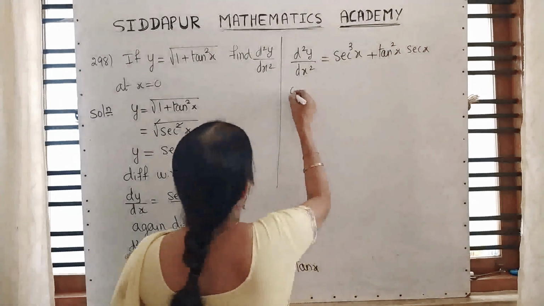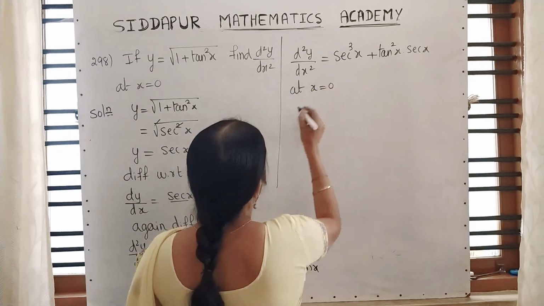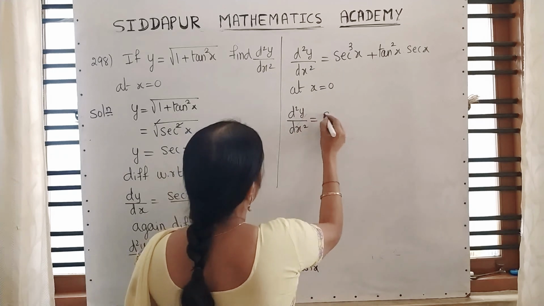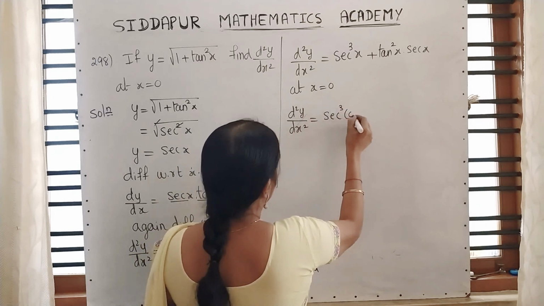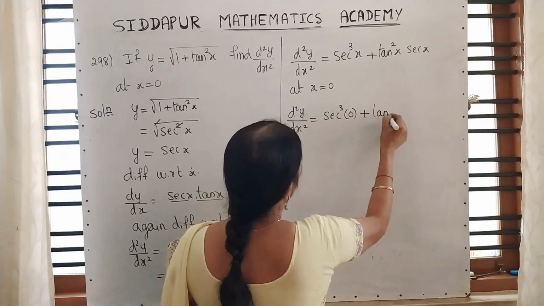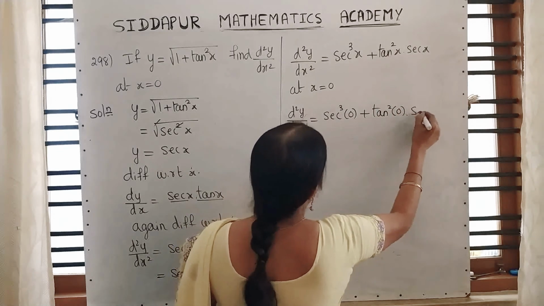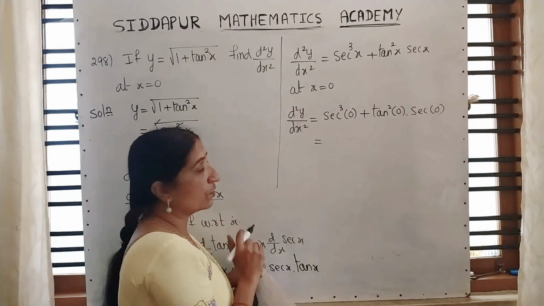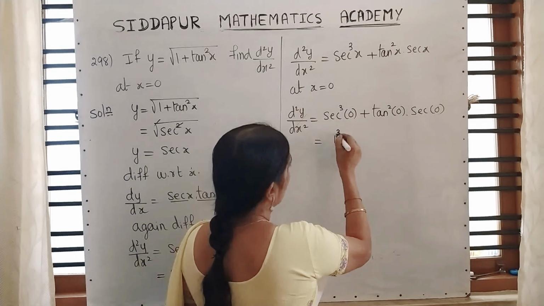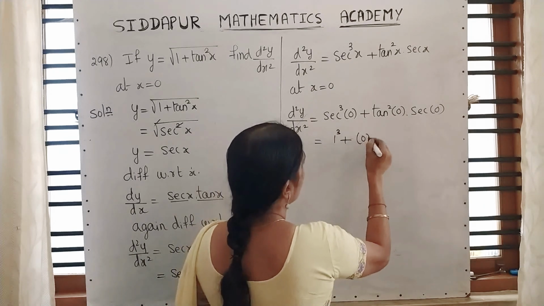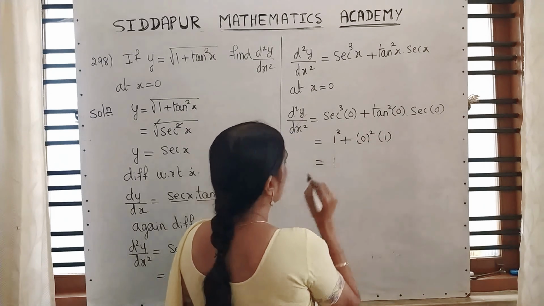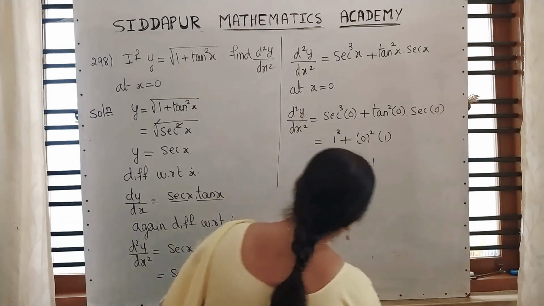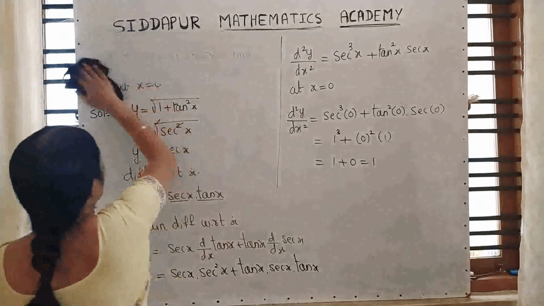Now at x is equal to 0, d square y upon dx square is secant cube 0 plus tan square 0 into sec 0. What is cos 0? Cos 0 is 1. This is 1 cube. Tan 0 is 0. Sec 0 is 1. So finally we got 1 plus 0. That is 1. Moving to the next question. Question number 299.